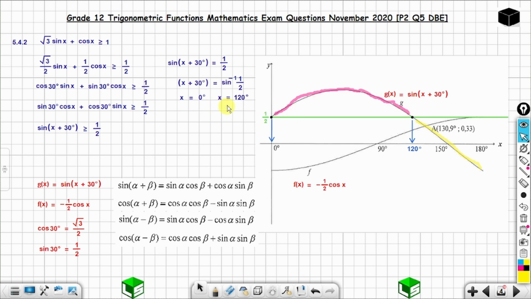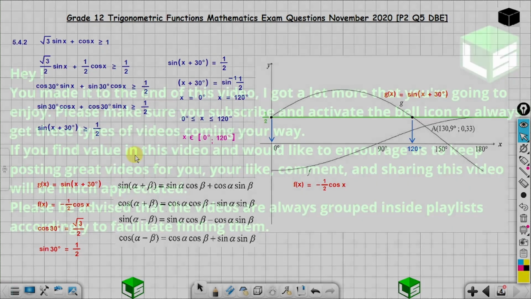You also have x equal to 120 degrees. X equal to 120 degrees is going to give you G or y equal to 1 over 2. So you are going to have this. This answer can also be written like this if you want to write in interval notation. Let me erase this. So we are done with question 5 from November 2020. Until next time, I will talk to you soon.